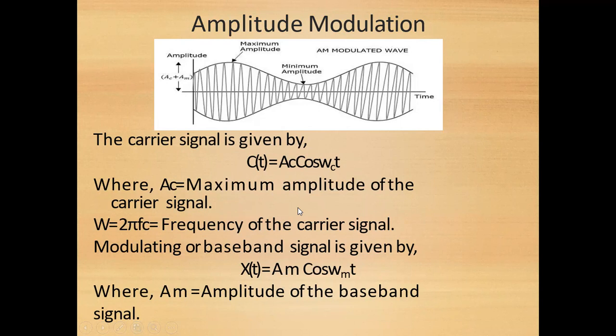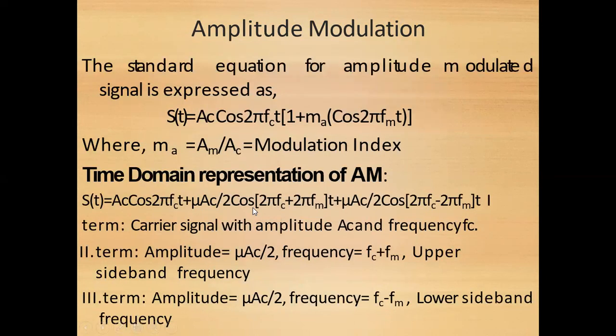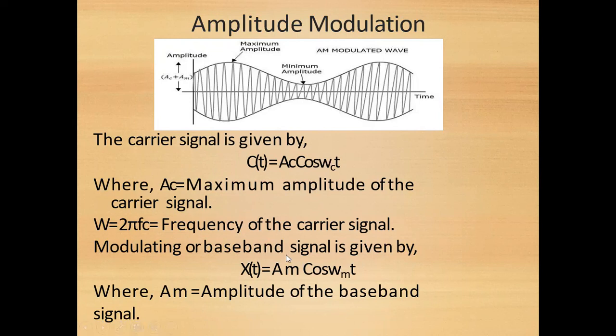Coming to the representation of the message signal, x of t equals AM cos omega m t, where AM represents the amplitude of the message signal or baseband signal, and omega m represents the frequency of the message signal or baseband signal. In the next session, we will see the proof of this, that is, the modulated waveform equation. Thank you for listening.